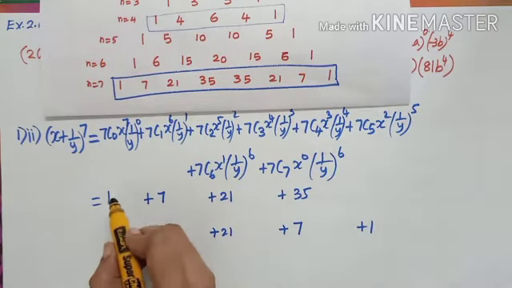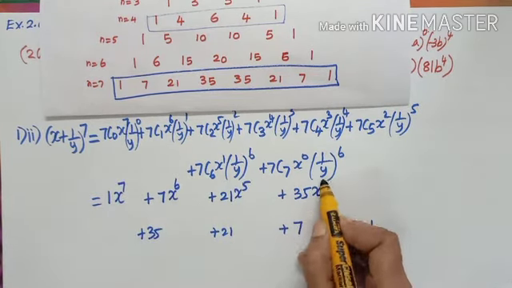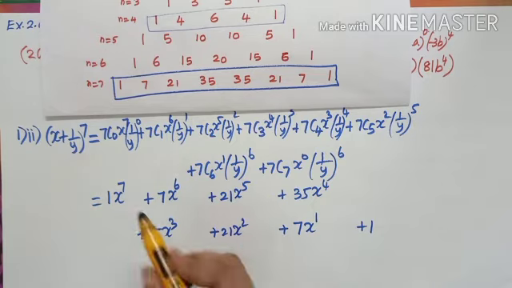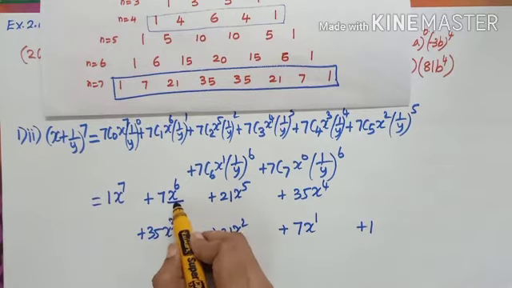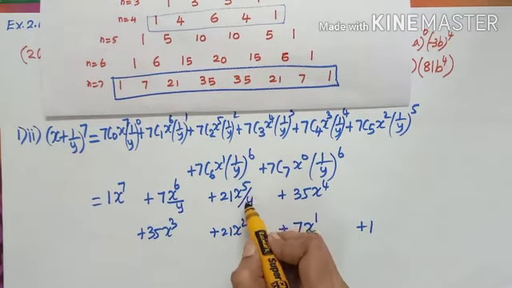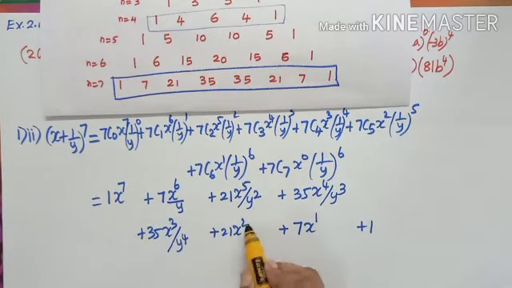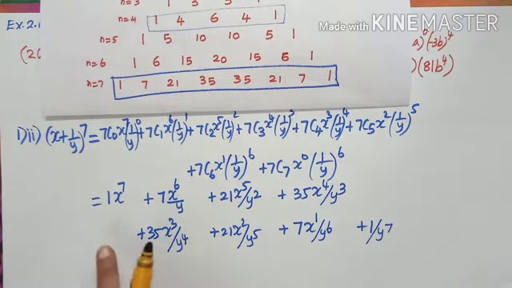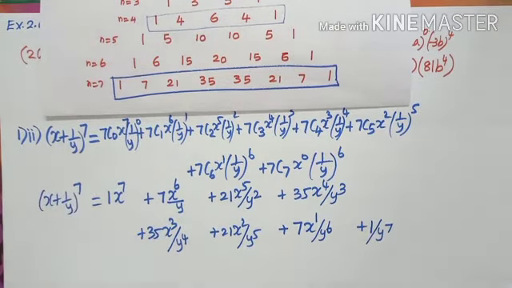X powers, we know it is simple to write, just decreasing. Power 7, 6, 5, 4, 3, 2, 1, and we need not write x. Second term is 1 by y, already we have written. Power 0, need not write. Power 1, so 1 by y. Power 2, 1 by y square. Power 3, 1 by y cube. Power 4, y power 4. Y power 5, y power 6, finally y power 7. This is the expansion for (x plus 1 by y) the whole power 7. Try third problem yourself.